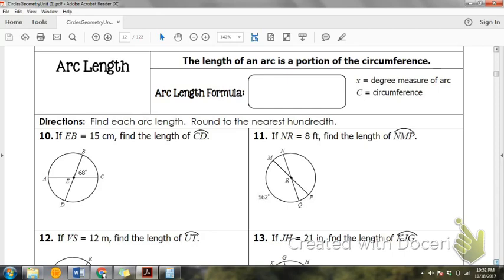Right, the last thing in this lesson is arc length. I've already written the formula there on your notes, and I'm going to cross this out.